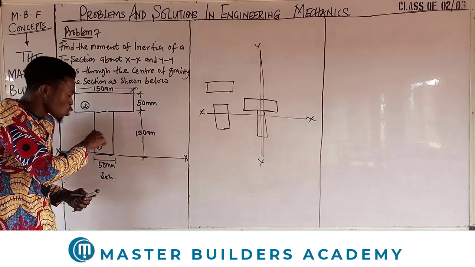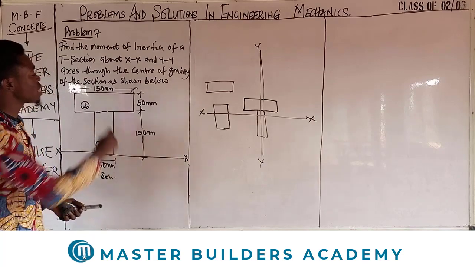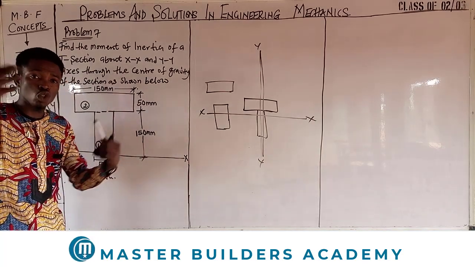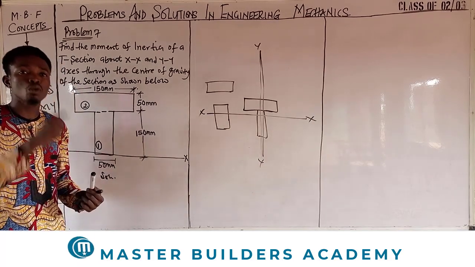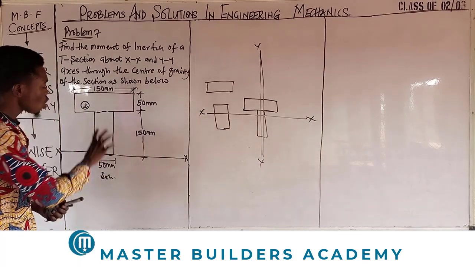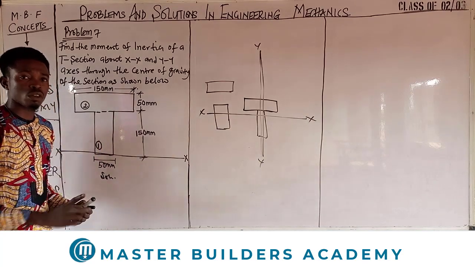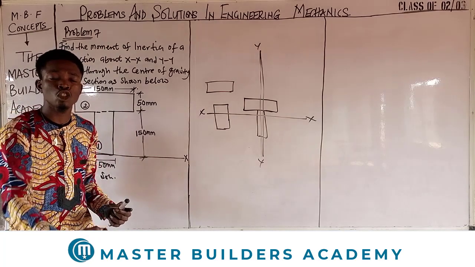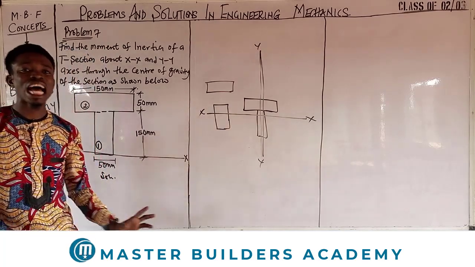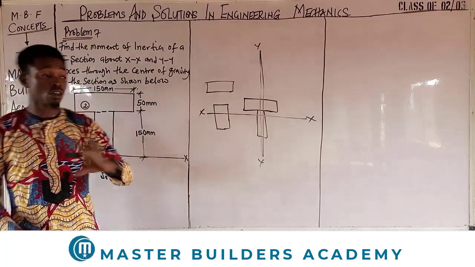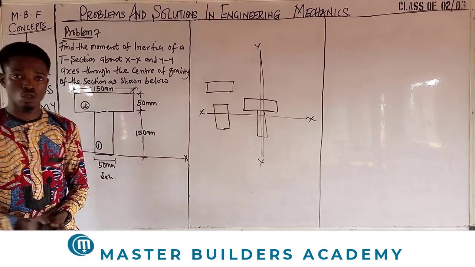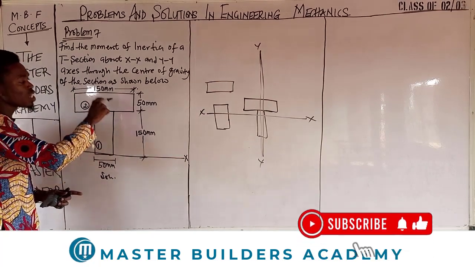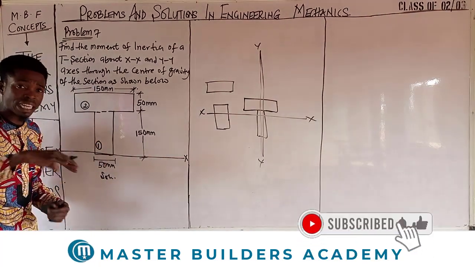Now, what do I need to do to section 1? And what do I need to do to section 2? Now that I have classified this T section into two different notable sections, what is obtainable in each of these sections includes the area of each section and the centroid of each section that lies on the y-axis, because the section is symmetrical about the y-axis. So we need to find the area of section 1 and equally find its centroid. We need to find the area of section 2 and equally find its centroid.